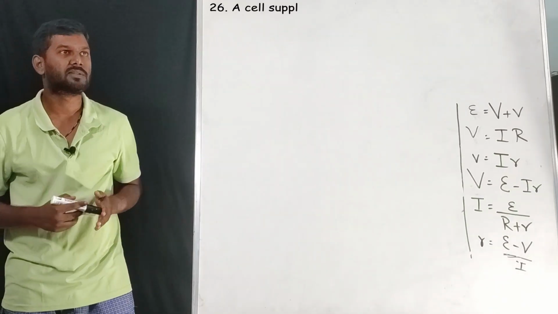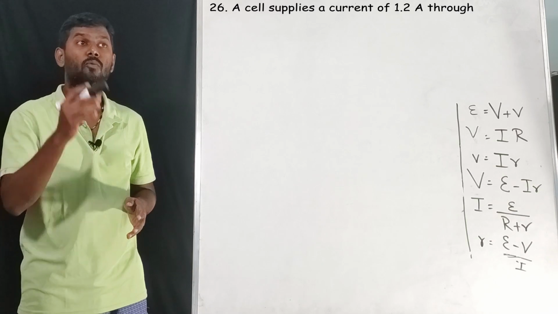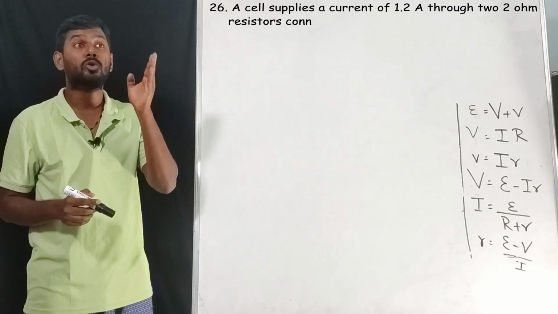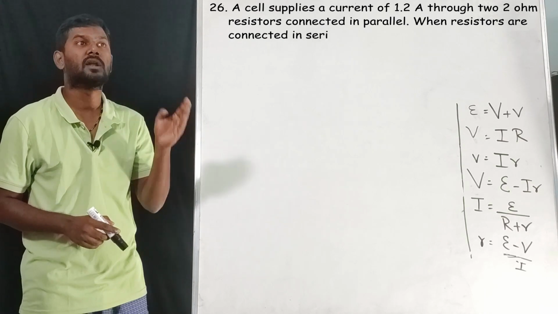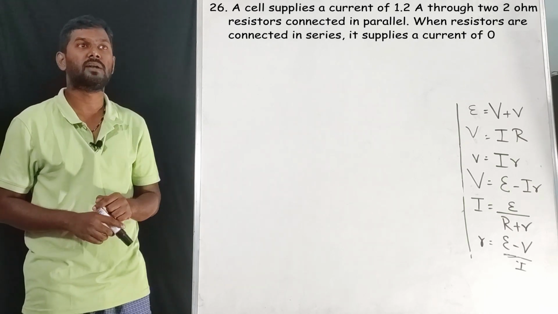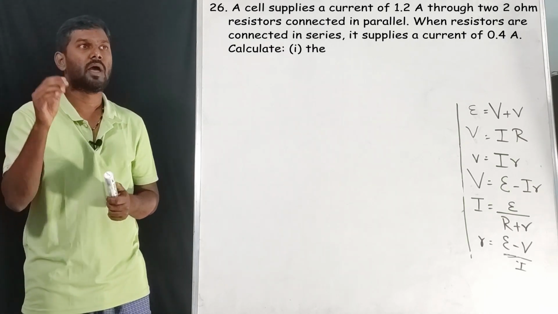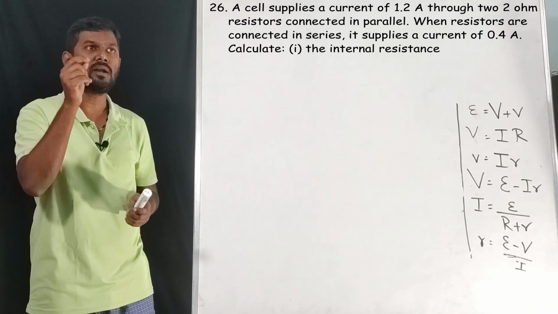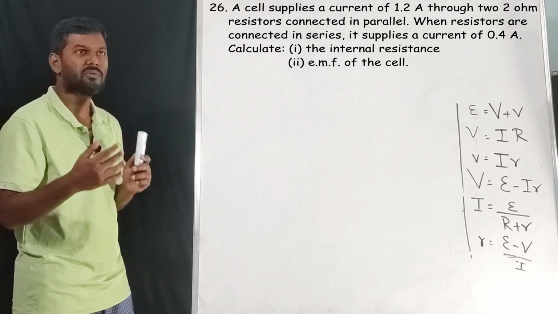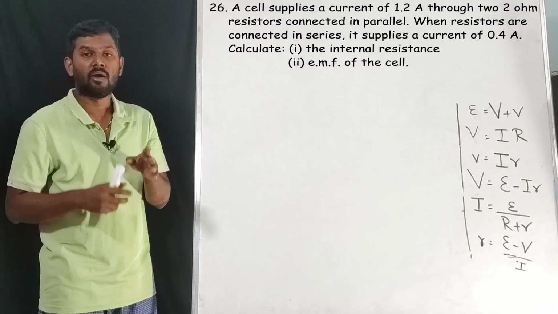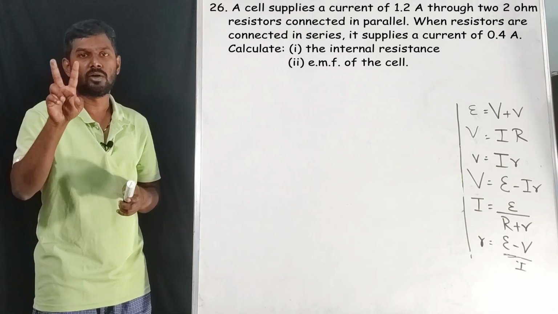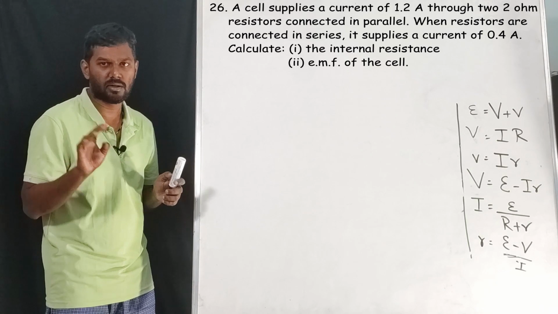Question number 26. A cell supplies a current of 1.2 amperes through two 2 ohm resistors connected in parallel. When the resistors are connected in series, it supplies a current of 0.4 amperes. Calculate the internal resistance and EMF of the cell. See, in this question, while reading only, you got to know that there are two cases, correct? Whenever we talk about two cases, based on that we are going to solve the question.